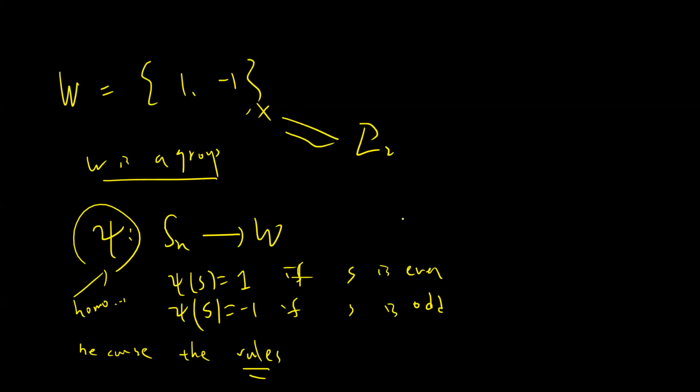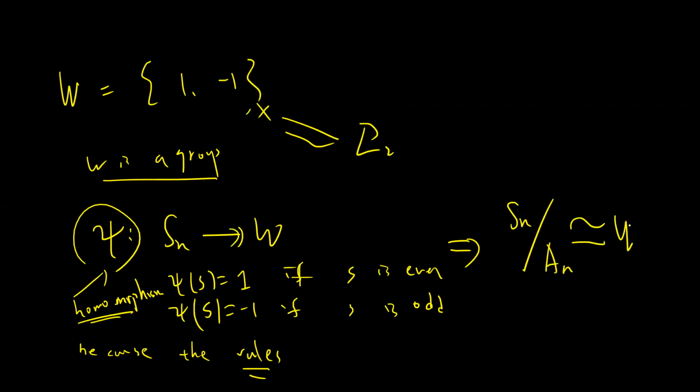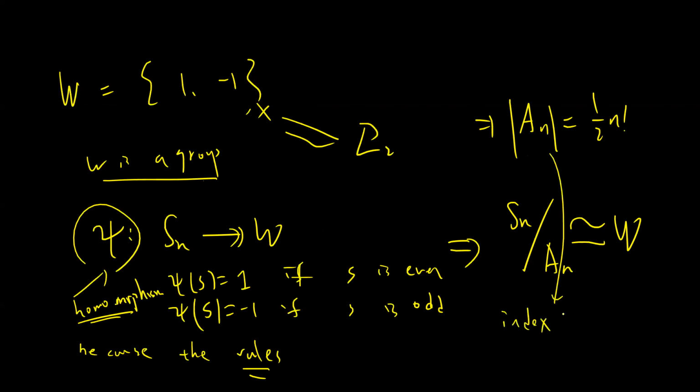Since it's a homomorphism, we can use the theorem. By definition, the kernel is An. So Sn modulo the kernel is isomorphic to the image, which is onto, so it's basically W. So you get that An has half the order, n factorial divided by 2. So this tells you that An is a normal subgroup. You need to use the fact that an index 2 subgroup must be normal.